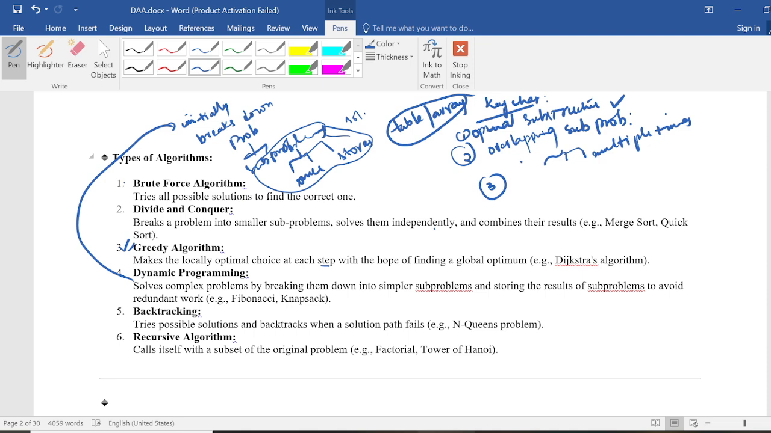And the third one is memoization or tabulation. In this process, results are stored to avoid redundant work or computation. Memoization or tabulation is nothing but storing the solutions so that there is no redundant work or calculation.